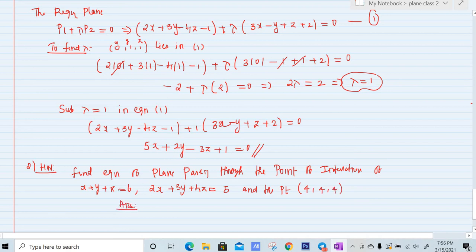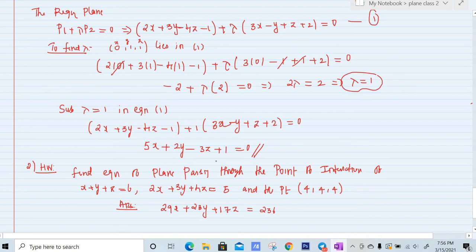So the new equation will be P1 plus lambda P2 is equal to 0. Now to find lambda, it is given that our plane has to pass through this point. So we just substitute x, y, z to be equal to 4, 4, 4. You will get lambda. So the answer will be 29x plus 23y plus 17z is equal to 236 is the required answer.